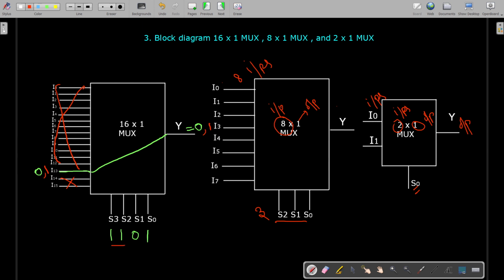That means it depends on 4 selection input bits.